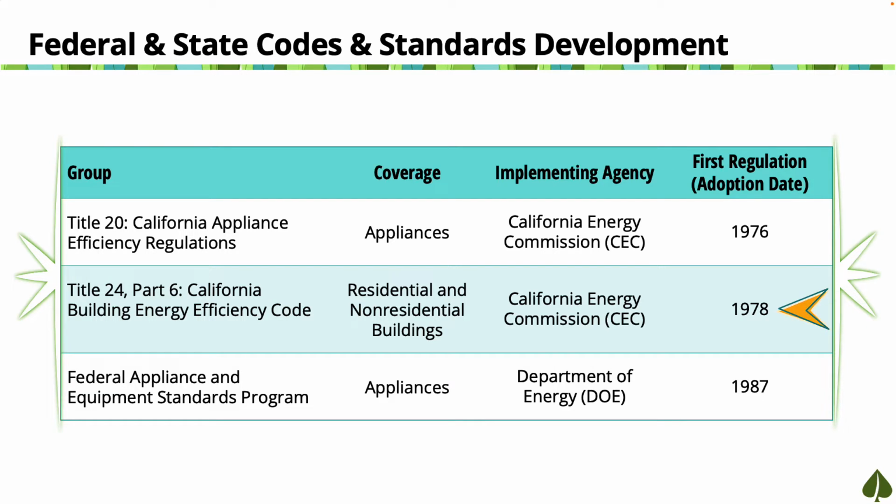A few years later, the state adopted the Title 24 Part 6 Building Energy Efficiency Standards, which set minimum energy efficiency standards for new and altered buildings in California. In 1987, the Department of Energy also adopted standards governing appliance efficiency, which apply to products throughout the U.S.